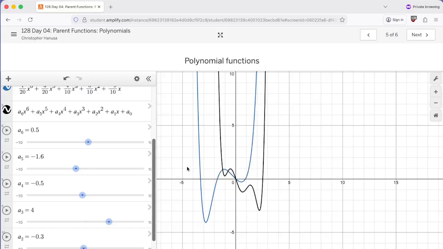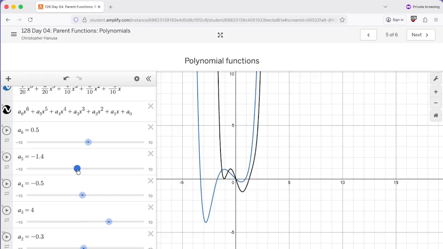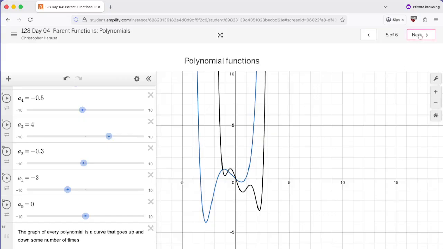But you can see here, this function, we could say it comes from positive infinity. It has a bump, 1 bump, 2 bumps, 3 bumps, 4 bumps, 5 bumps, and then goes back up to positive infinity. So this one has 5 bumps. But if I change it a little bit, then it only has 1, 2, 3, 4 bumps. Okay, so why don't you explore and figure out what you can learn about how many bumps a polynomial has.